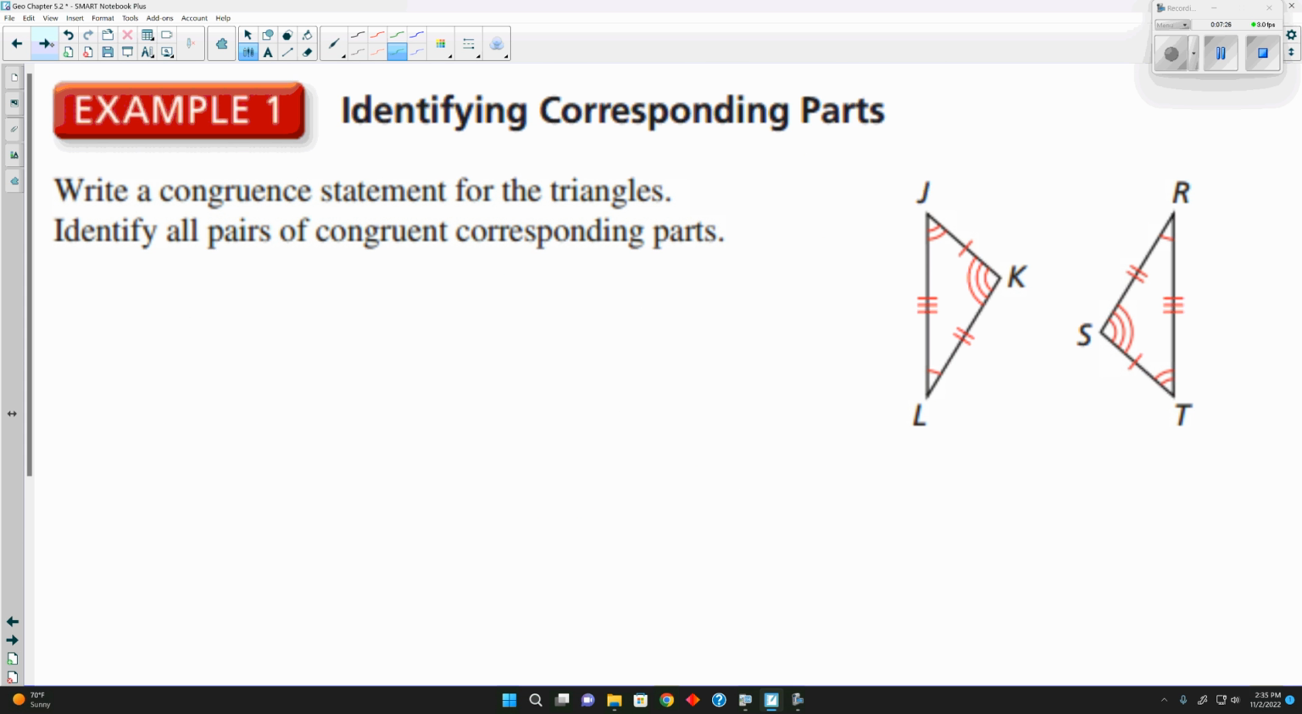So for this here, we want to write a congruency statement for the triangles. Identify all pairs of corresponding parts. If we write the congruency statement, because it's a triangle, we'll do a triangle. If it's a four-sided figure, we can just name the letters. We don't have to put a figure with a four-sided figure. Triangle. So pick one of these in JKL. Because the way we name the first one really doesn't matter. It just matters that the second one follows the same path.